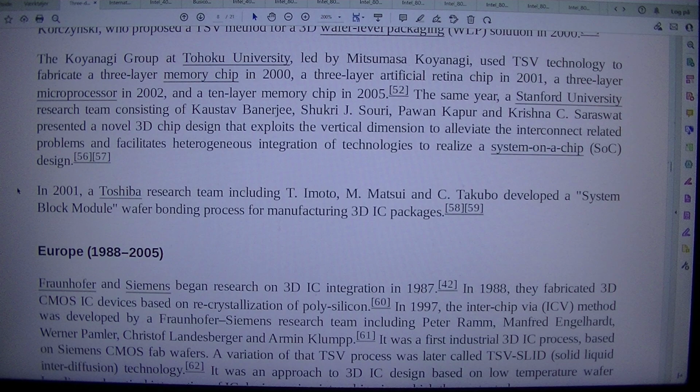In 2001, a Toshiba research team including T. Imoto, M. Matsui and C. Takubo developed a system block module wafer bonding process for manufacturing 3D IC packages.